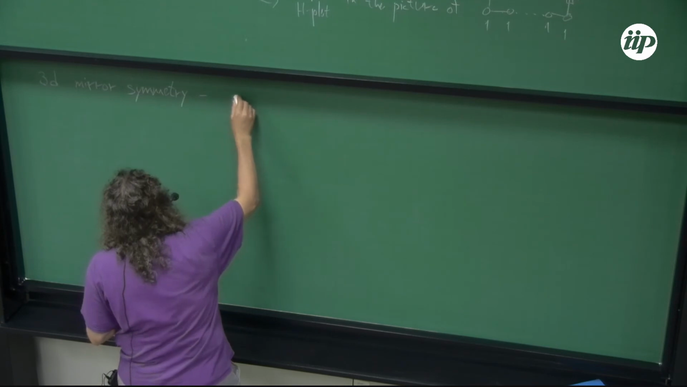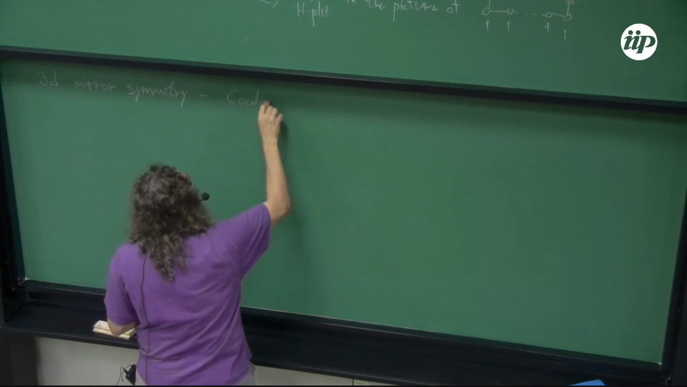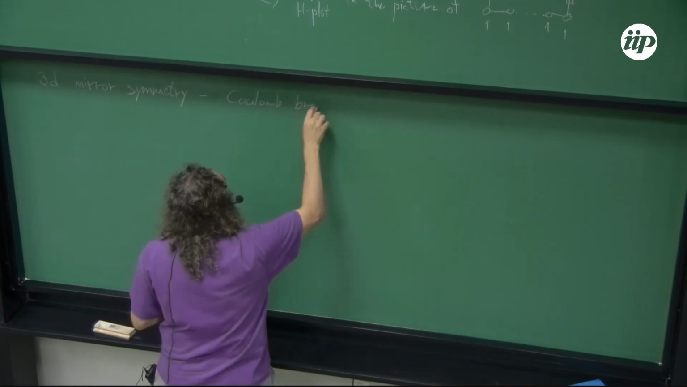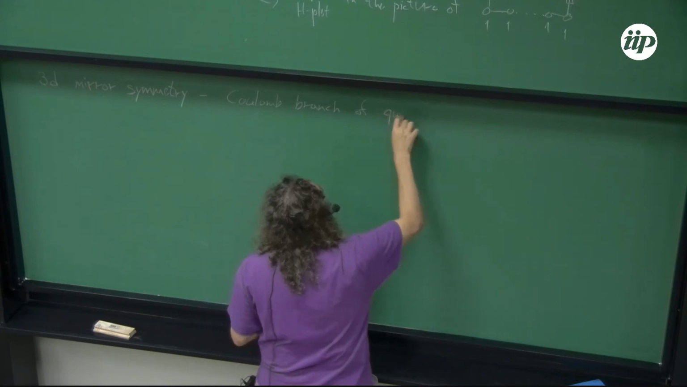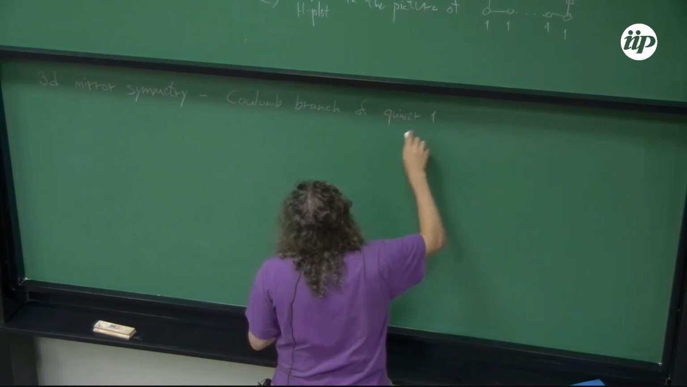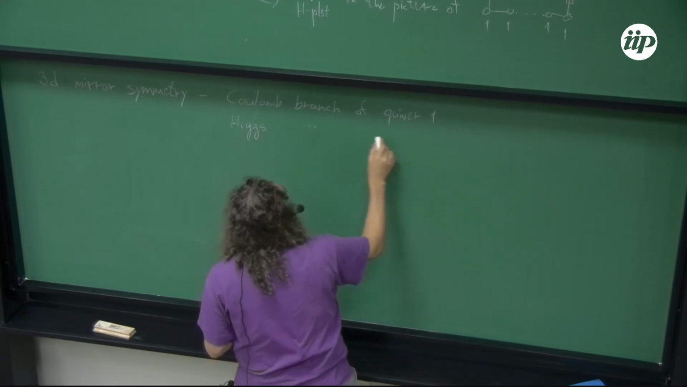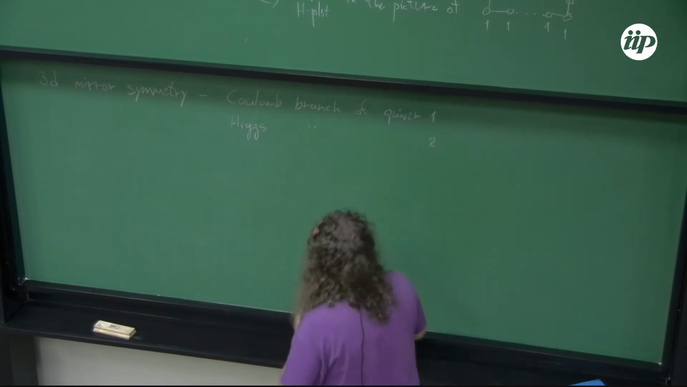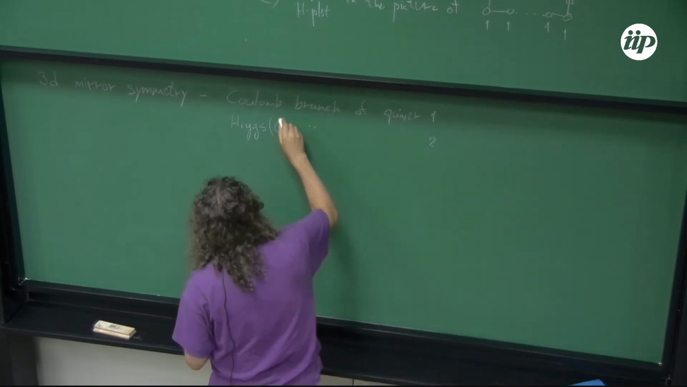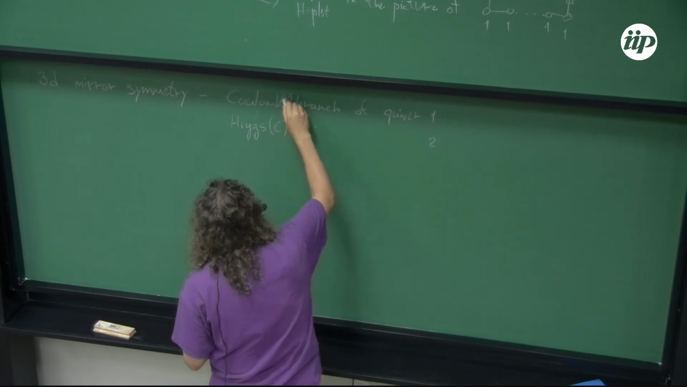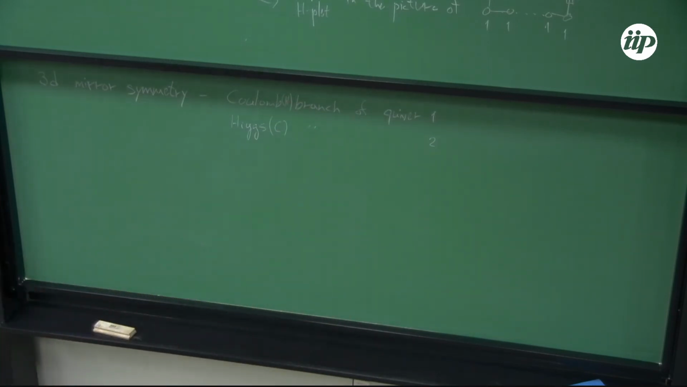So this 3D mirror symmetry says that the Coulomb branch of quiver 1 is the Higgs branch of quiver 2, and vice versa. Okay?